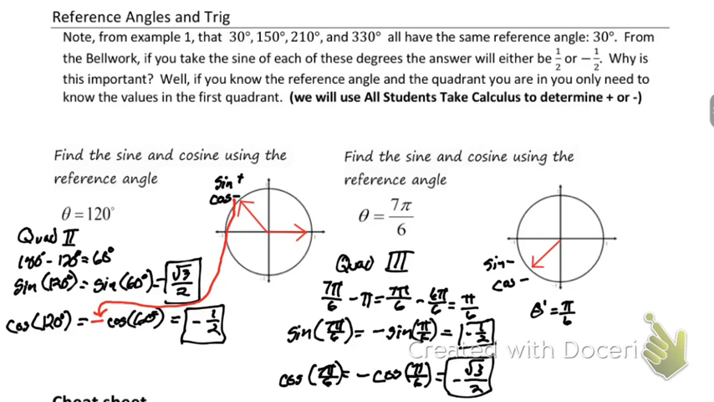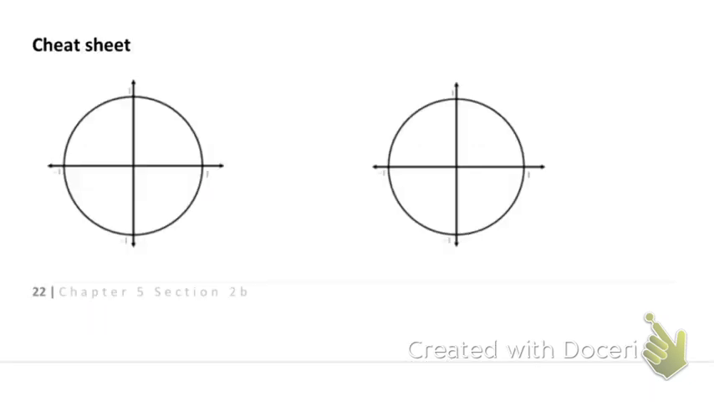All right, so that's how we're going to apply our reference angles to using sine and cosine, without having to go to quadrant 2, 3, or 4. We can know just the quadrant 1 values, and we can successfully do almost any angle from there. All right, a little cheat sheet.